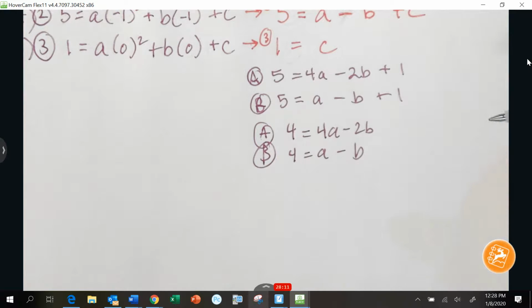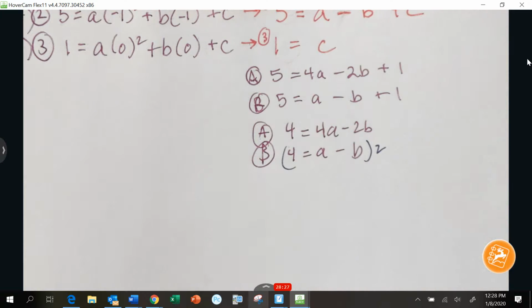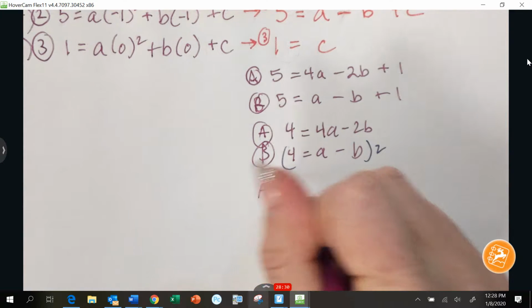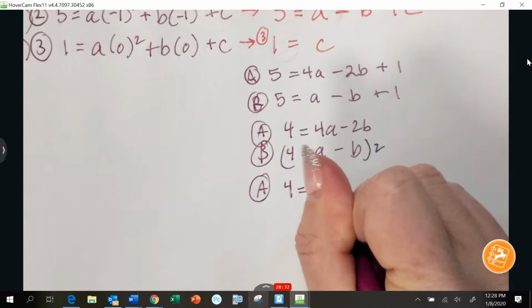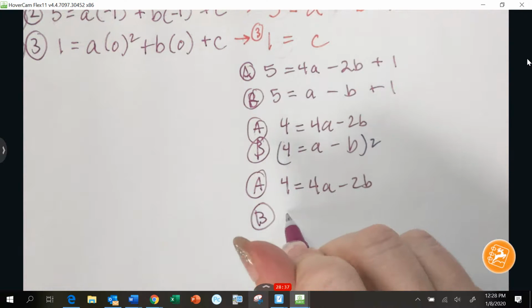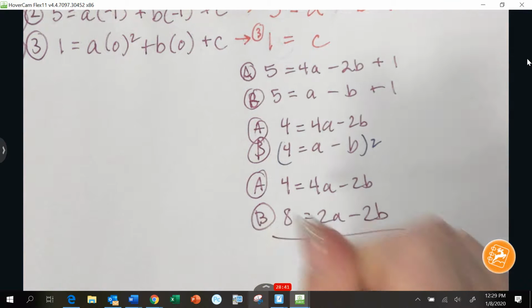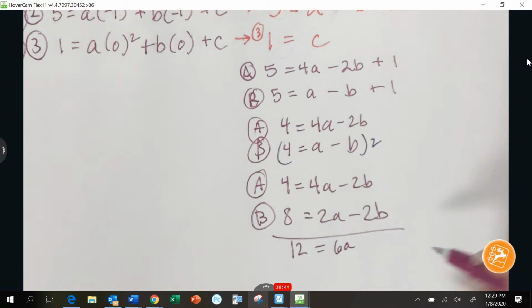So if we have eliminated one of the variables, what do we need to do? Eliminate another one. What do you want to get rid of? A or B? B? Sounds good. We're going to get rid of B. We're going to multiply the second one by 2. So my B is going to be 8 equals 2a minus 2 little b.